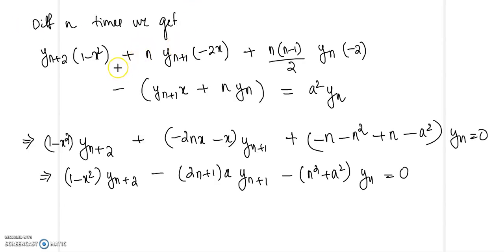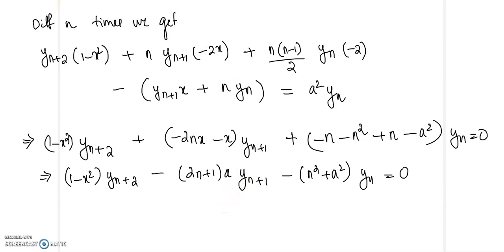Now let us differentiate it n times. So apply Leibniz theorem and differentiate it n times. So we will get yn plus 2 into 1 minus x square plus nc1 into yn plus 1 into minus 2x. nc2 is n into n minus 1 by 2, yn into minus 2. Then minus x y1, taking the nth derivative, yn plus 1 into x plus n yn. So that will be equal to a square yn. So upon simplifying, we will get this.